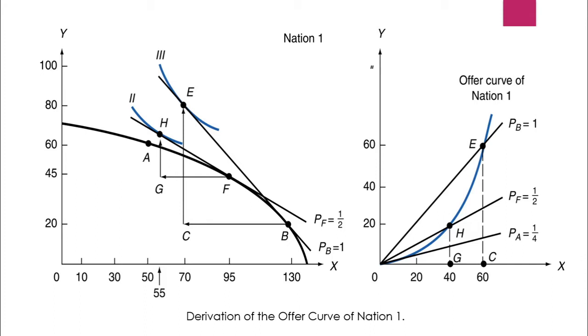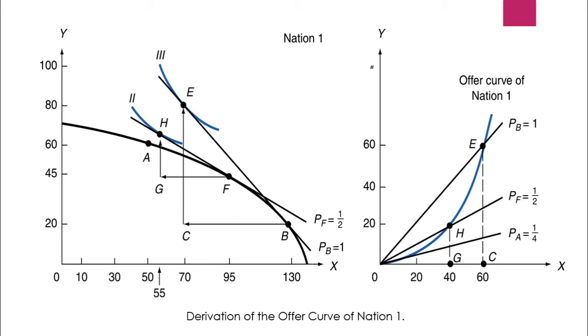So here, this diagram illustrates the derivation of offer curve in nation 1. We are examining the partial equilibrium framework, so we are considering the market for two commodities. Commodity X is taken along the x-axis and commodity Y is taken along the y-axis. In the first diagram, we have the production possibility frontier.